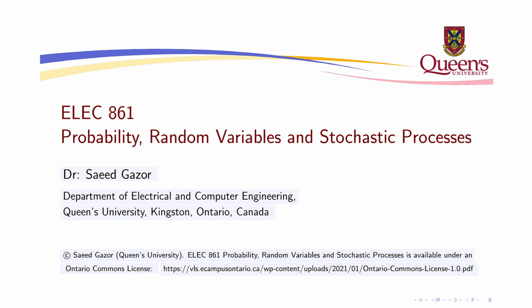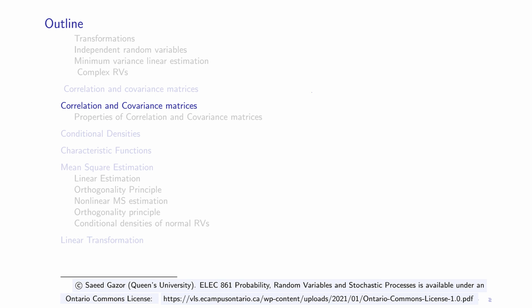In this video, we start to talk about correlation and covariance matrices of a random vector, which have lots of applications, and thus we look at the properties of correlation and covariance matrices. If you have a random vector x equal to x1, x2, xn, then we define a correlation matrix and then a covariance matrix, and then we look at the properties of these.